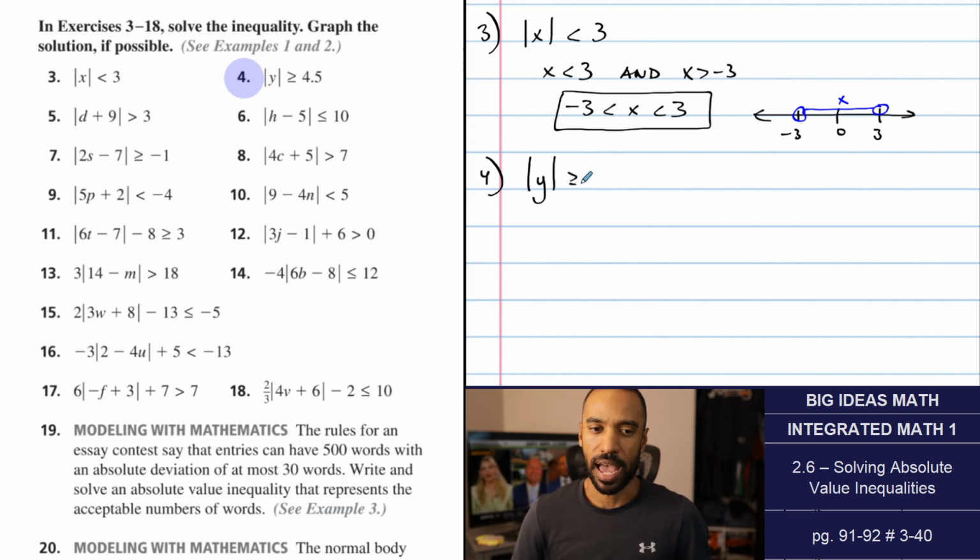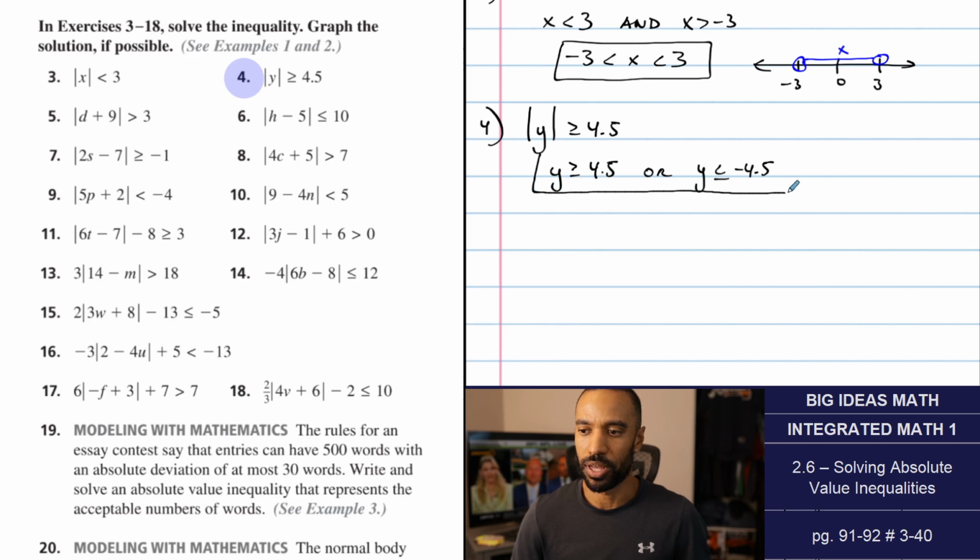Number 4, absolute value of y is greater than or equal to 4.5. This is where we must be outside of 4.5 units in either direction. So either greater than or equal to 4.5 or less than or equal to negative 4.5. And there's nothing else I can do on the split. That's the answer. But when it comes to graphing this, again, it is a split. We have to be 4.5 units away in either direction.